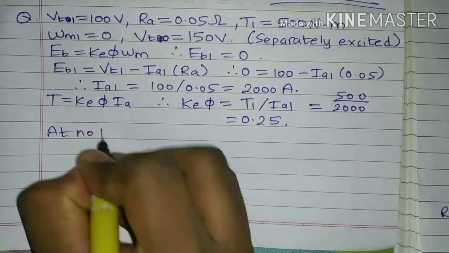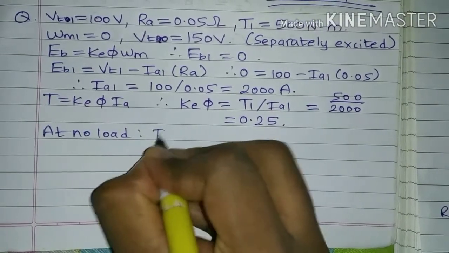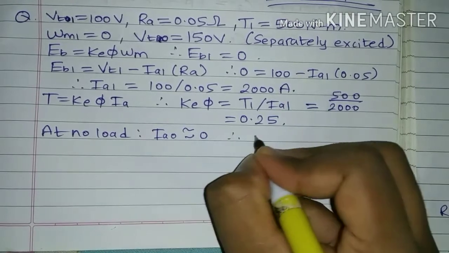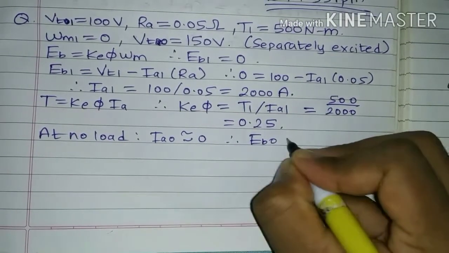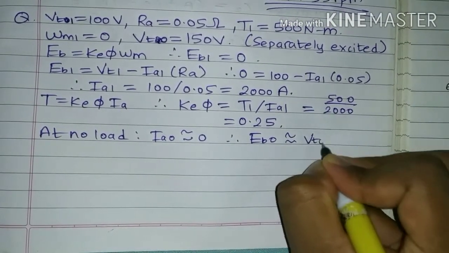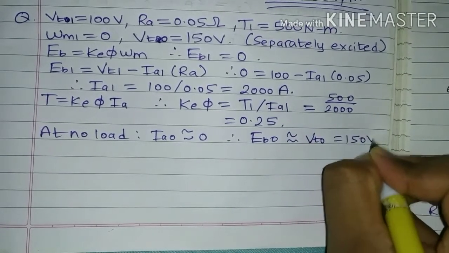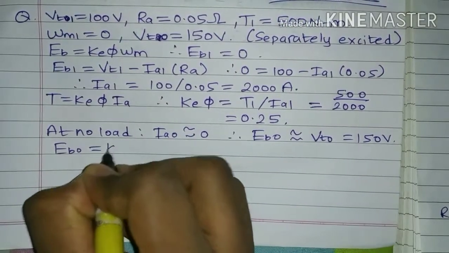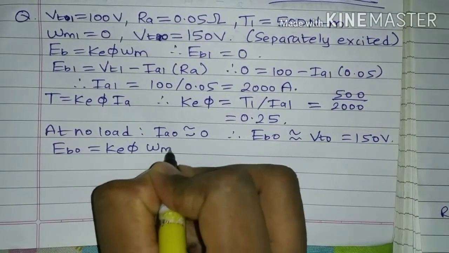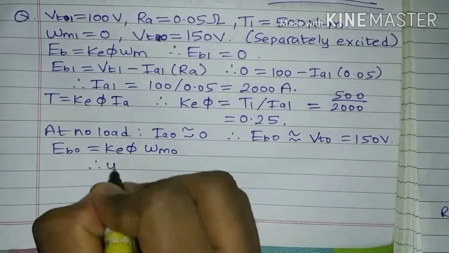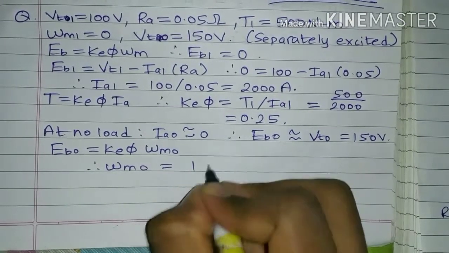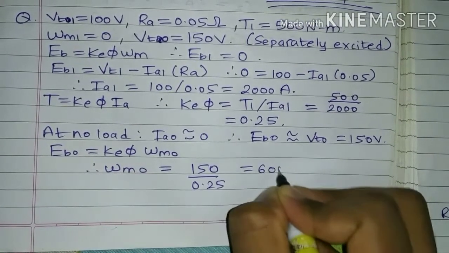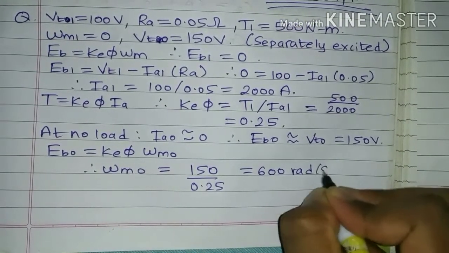Also at no load the armature current is very small, hence we can say that the back EMF is approximately equal to the no load terminal voltage. So Eb0 will be approximately equal to Vt0, which is equal to 150 volts. Hence Eb0 is equal to Ke into phi into omega m0. Therefore omega m0 is equal to 150 upon 0.25, which is equal to 600 radian per second.